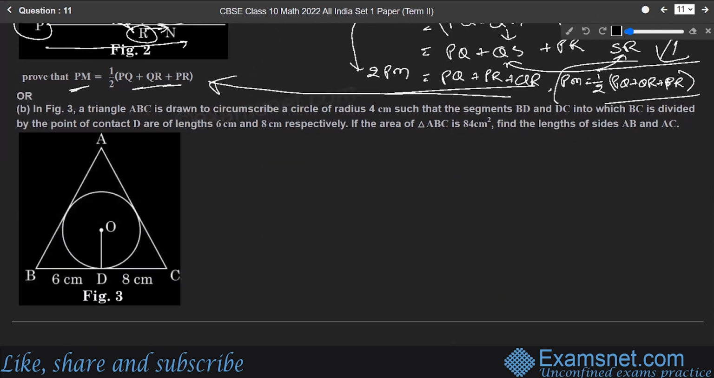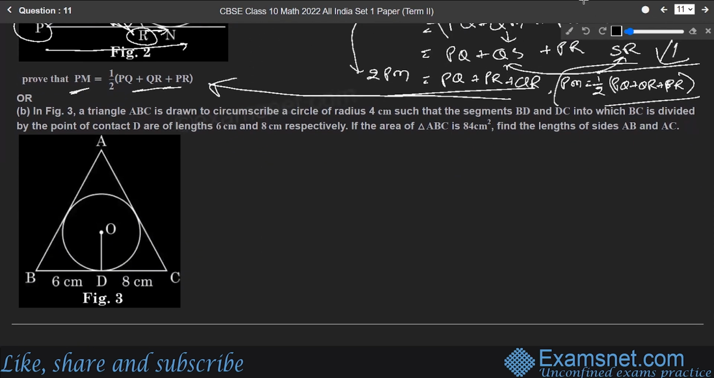Okay, let us go to the other part of the same question, part B. That was optional, but we'll solve that. Okay, what is he saying? Triangle ABC is drawn to circumscribe a circle of radius 4 centimeters.